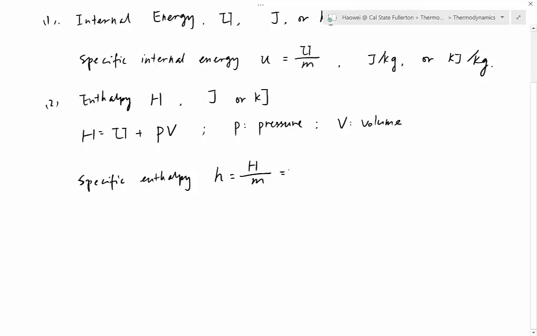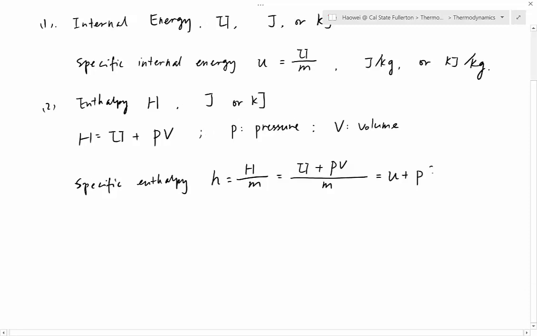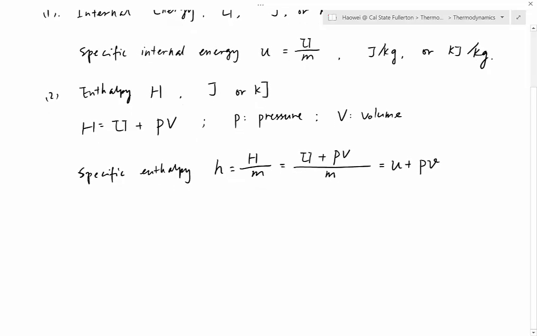Okay, now we can continue. We can plug in the definition of capital H: internal energy, capital U, plus pressure multiplied by volume, all divided by mass. The first term is capital U over m, which is lowercase u. For the second term, you keep pressure, and what is left is volume over mass. Volume over mass is specific volume, which we call nu. So u plus P nu, that's specific enthalpy.